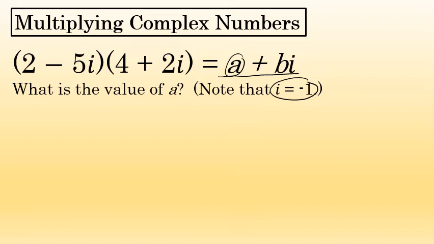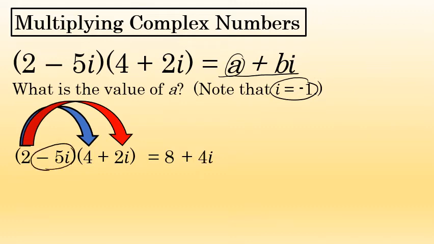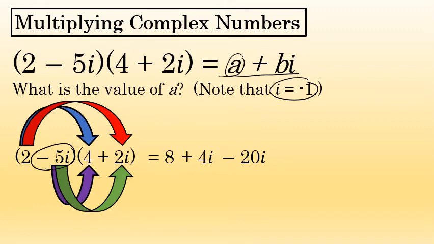So let's go through the steps of multiplying these two complex numbers. 2 minus 5i times 5 plus 2i can be approached in the same way that you would approach multiplying any binomials. I'm going to take the 2 times the 4, which is 8, then 2 times 2i, which is positive 4i, and then I'll take a look at the negative 5i and multiply the negative 5i times first the 4, negative 20i, and then 2i, which is negative 10i squared.